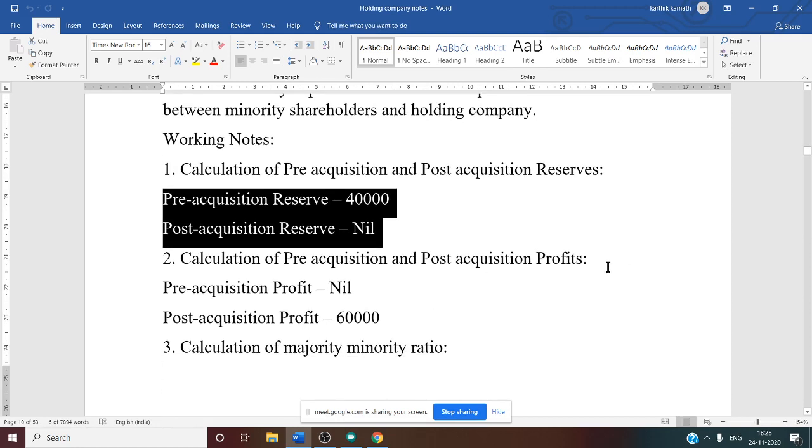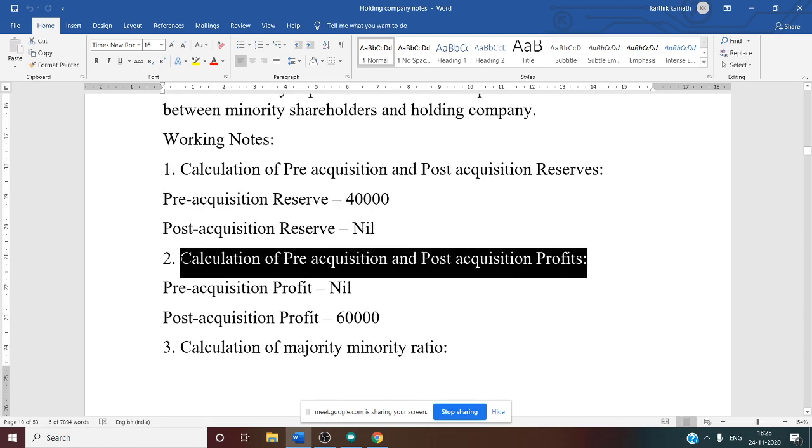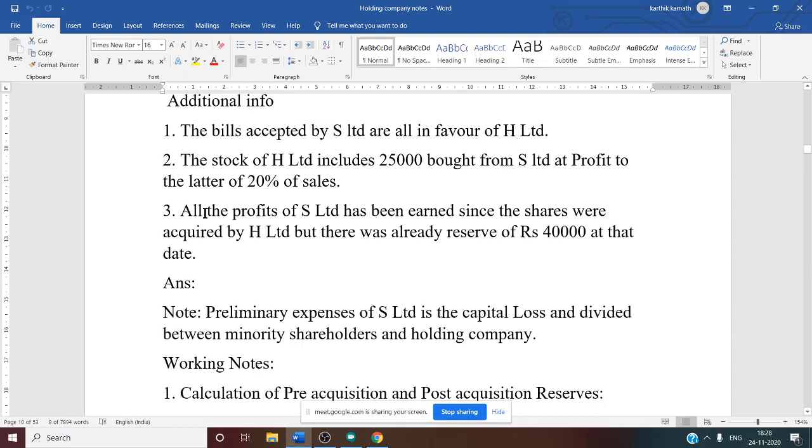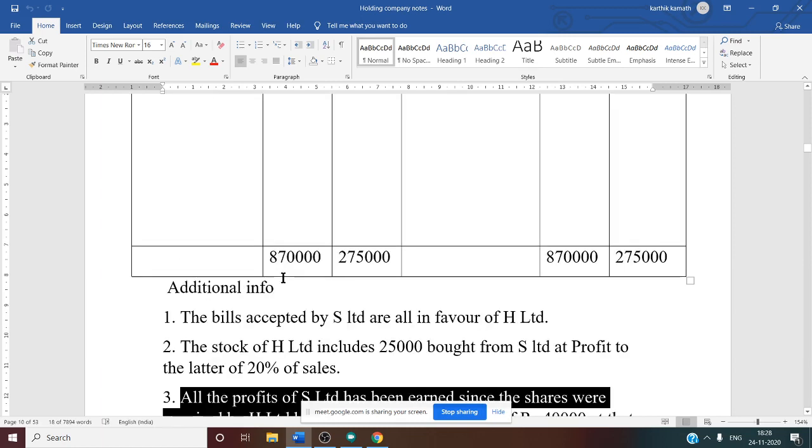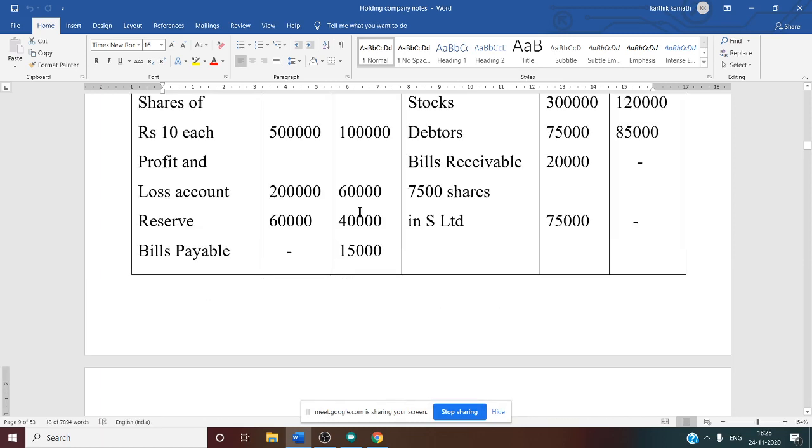Second one, calculation of pre-acquisition and post-acquisition profit. So here, they said post-acquisition profit. After the acquisition of the shares, there was a profit in S Limited. So the S Limited profit, we know, is 60,000.